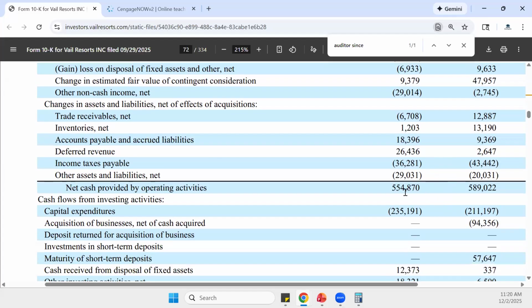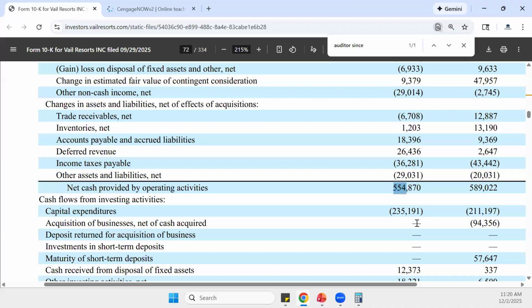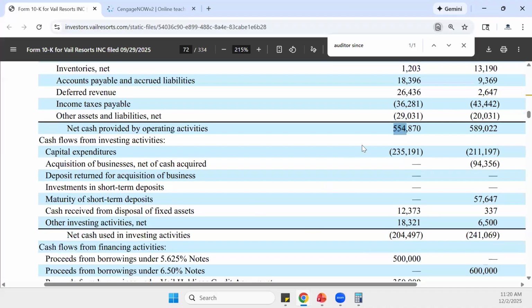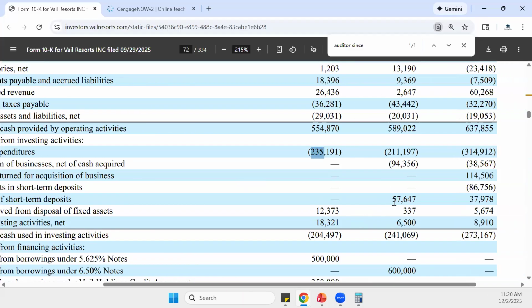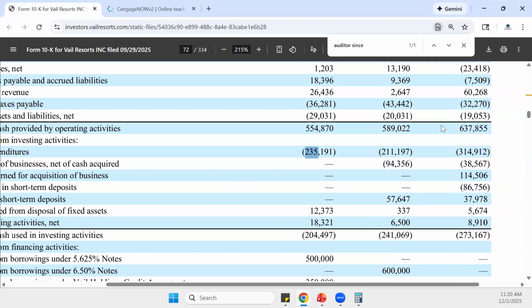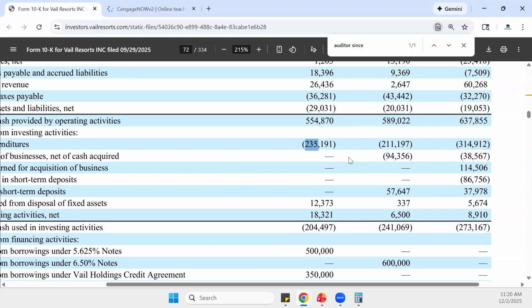And so then we have cash flow from operating activities of 554 billion. They had capital expenditures of 235 billion. So their free cash flow is about $320 billion. And that's fairly consistent every year. They seem to have about the same operating cash flow, free cash flow, capital expenditures are around the same every year.